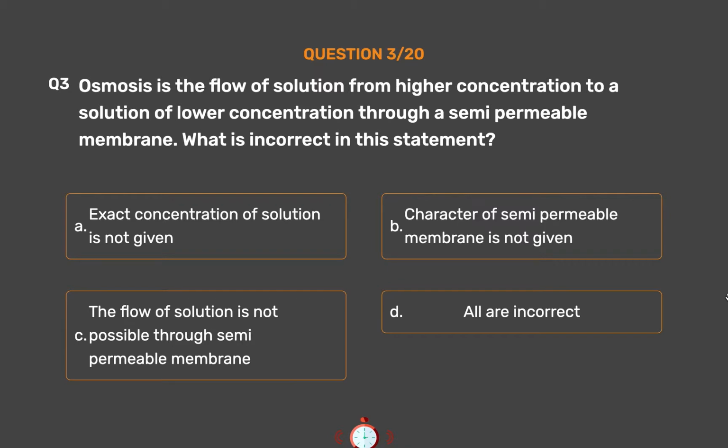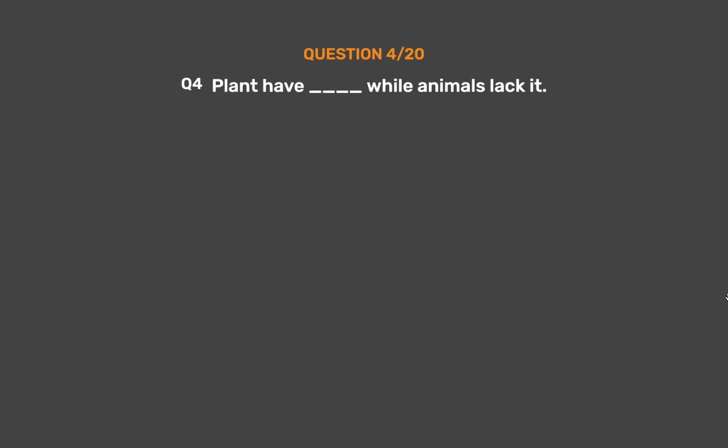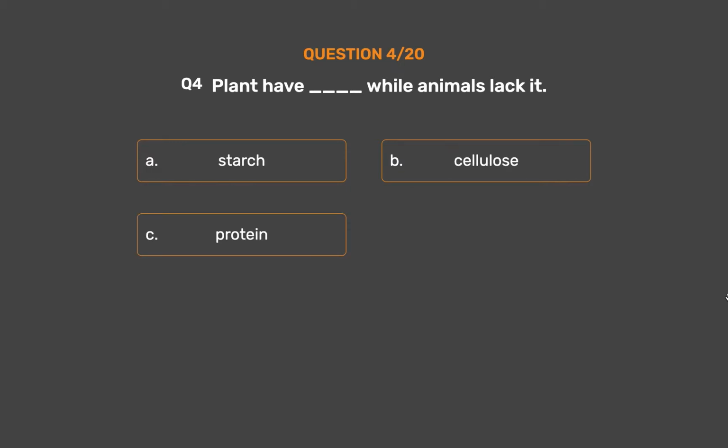The correct answer is Option C. The flow of solution is not possible through semi-permeable membrane. Question number 4. Plant have underscore while animals lack it. Option A. Starch. Option B. Cellulose. Option C. Protein. Option D. Fat.